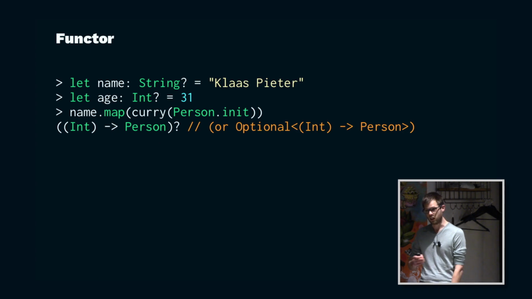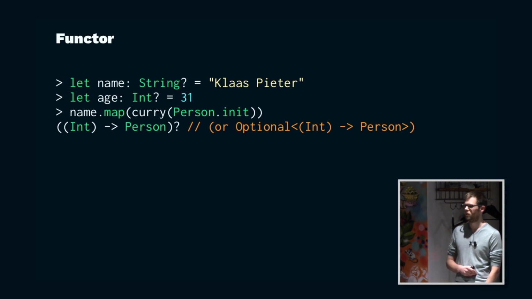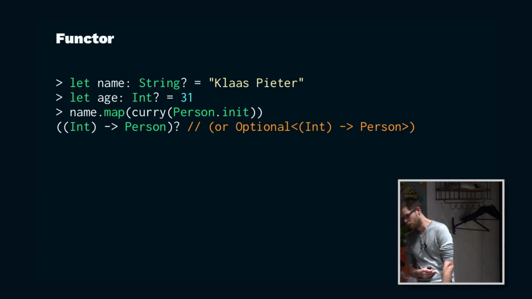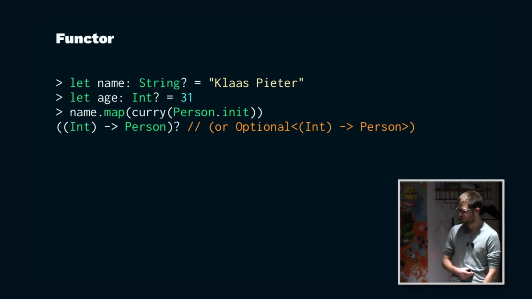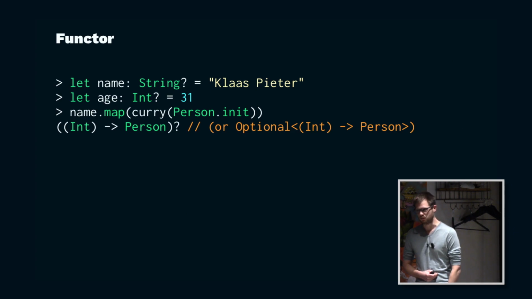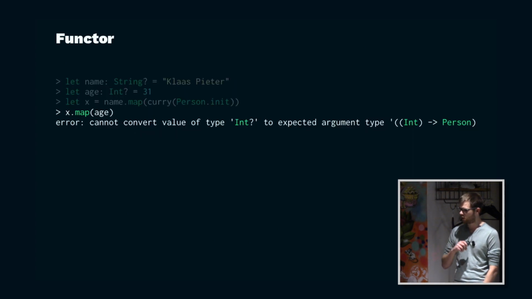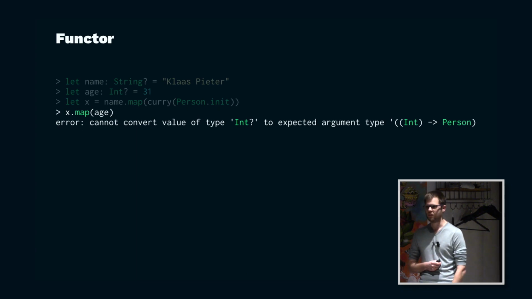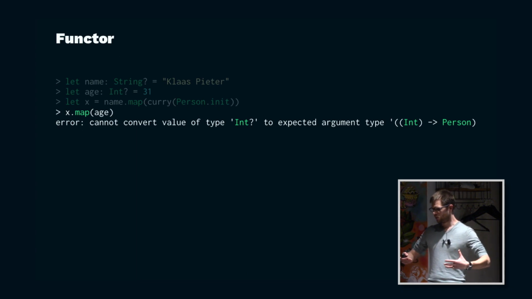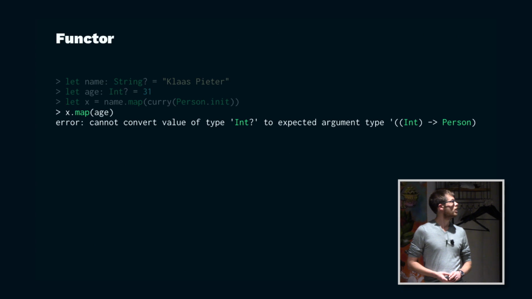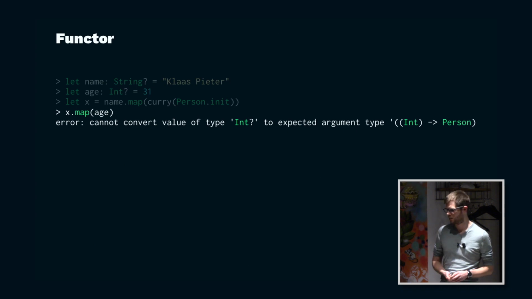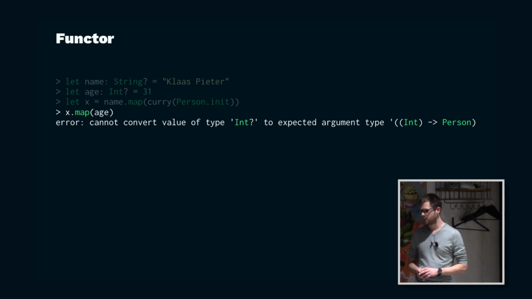We still have an optional name and an optional age. And we map the optional name into the curried person initializer, which gives us back a function from an int to a person that is optional. The function is optional. And it becomes a problem because we can't just map the age over an optional function, because when you map it, inside that map, you get an optional function from int to person, and you're trying to give it an optional int. That's not going to work.